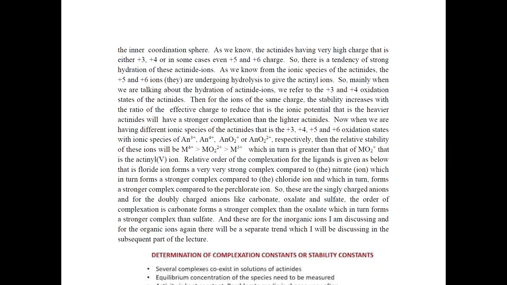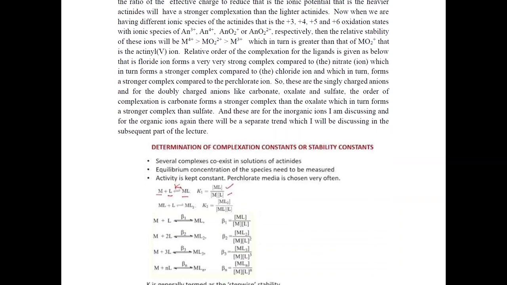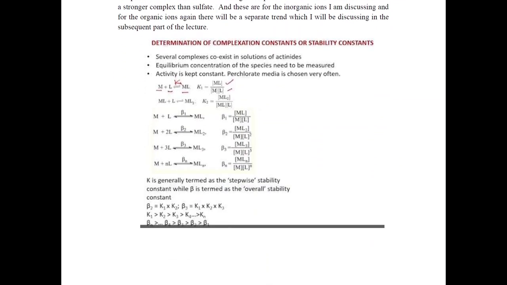Now, going further, determination of the complexation constant or stability constant: if several complexes coexist in solutions of actinides, the equilibrium concentration of the species needs to be measured, and activity is kept constant. Perchlorate media is chosen very often. If you have M plus L giving ML, K1 will be ML over M times L. ML plus L giving ML2, this is K2.